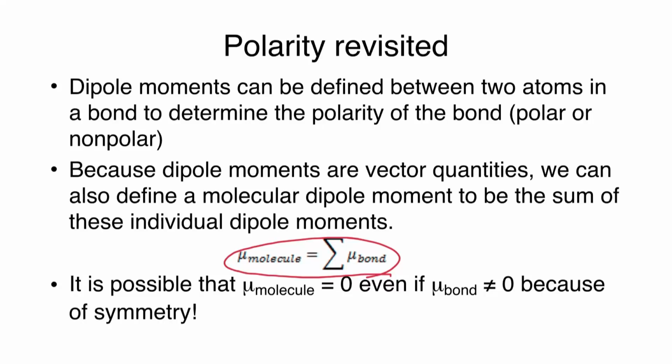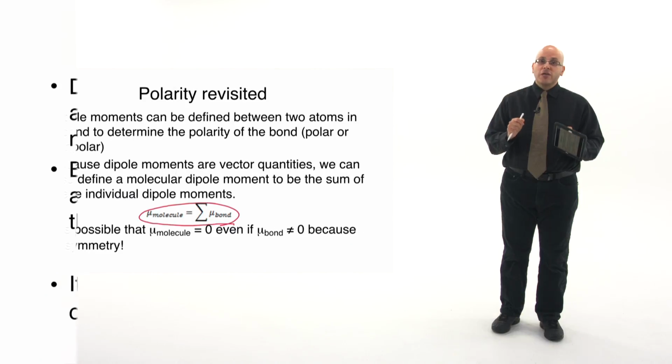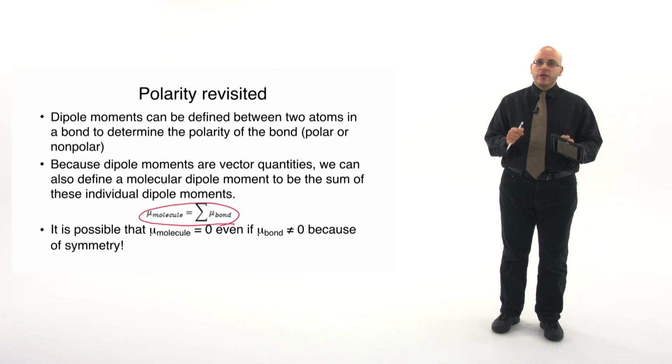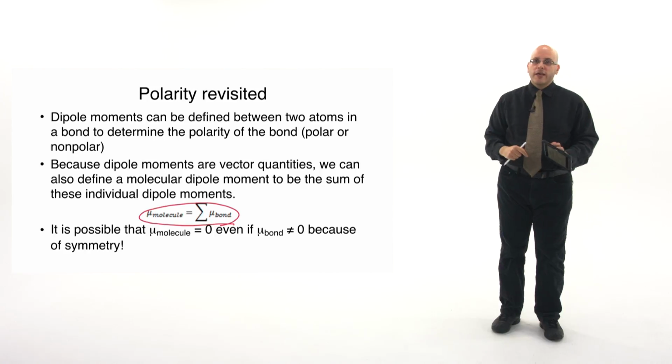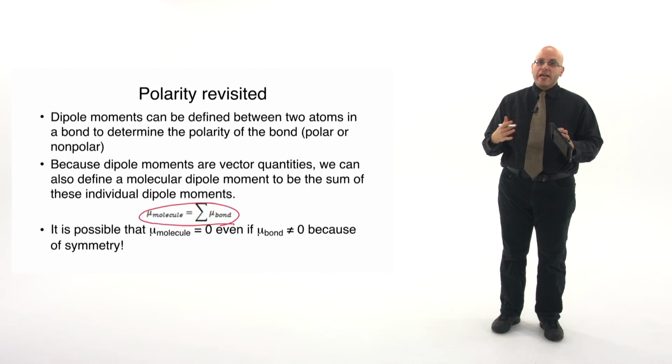Because they're vectors and they have directions, it's possible that the overall dipole moment for the molecule is going to be 0, even if the individual dipole moments for all of the bonds are non-zero, because of things that are symmetrical. For example, if I have one bond going that way and one bond going that way, and they cancel each other out, then there's no net dipole moment. And so even if the bonds themselves are polar, I could have a molecule that is nonpolar.